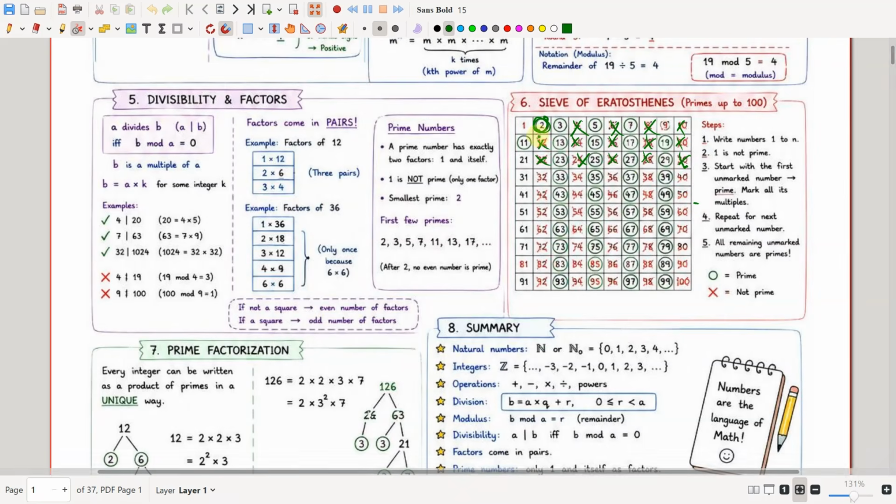Then I move to 3. This is an unmarked number, so I'm circling it. Then I have to cancel all the multiples of 3. 6 is already cancelled, so I cancel 9. After 9 I cancel 12. 12 is already cancelled, so I move to 15, like that. Okay, so this is how we find the prime numbers using the sieve of Eratosthenes method.